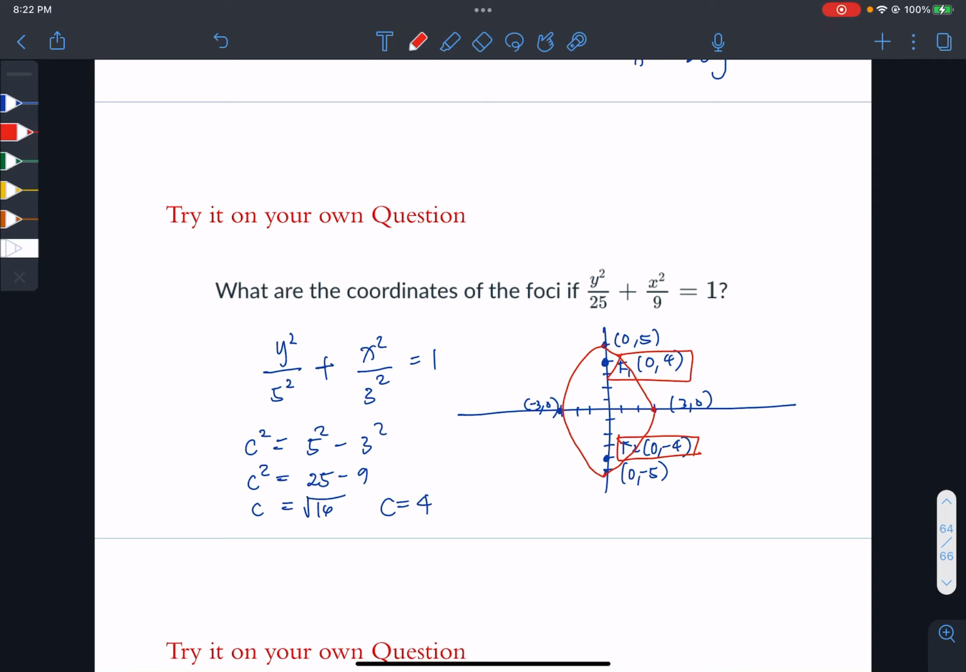So remember, yun ano, the distance: 1, 2, 5, and 1, 6. Okay, so yun, 0, 4, and 0, negative 4.